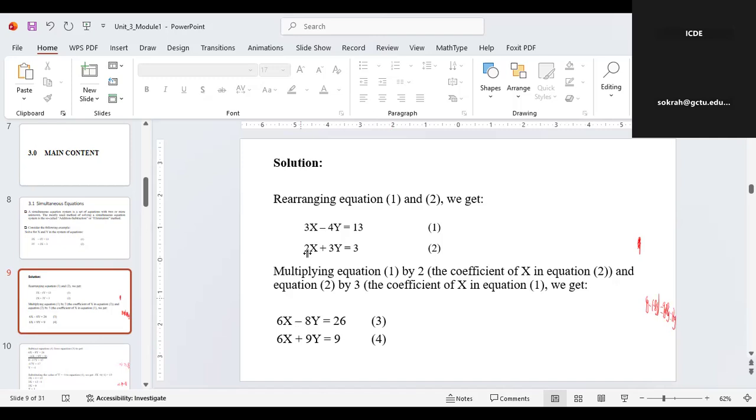You do the same. The 2 that you are using to multiply equation 1 will also multiply 3x, multiply 4y, and multiply 13. So that is what you see me doing here. So 2 times 3x gave me 6x here. The same 2 times 4y gave me the 8y here. And then the same 2 times 13 gave me this 26. Are you okay up to this point?